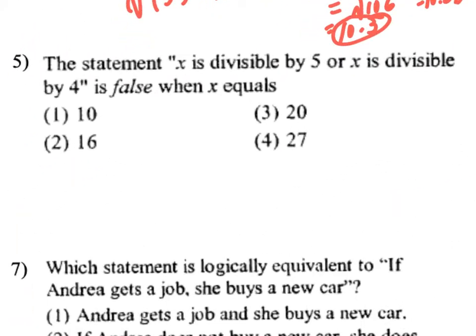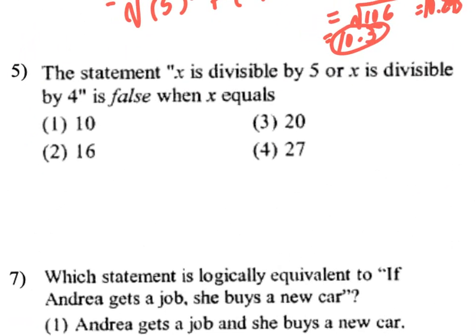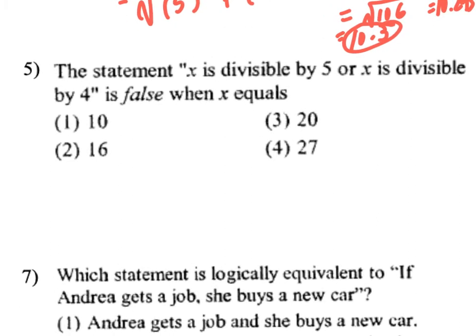Okay, start with the next one. All right, next question. It says the statement x is divisible by 5 or x is divisible by 4 is false when x equals. All right, so I know a lot of you are probably looking at this and being like, what the heck? When did I ever learn this?